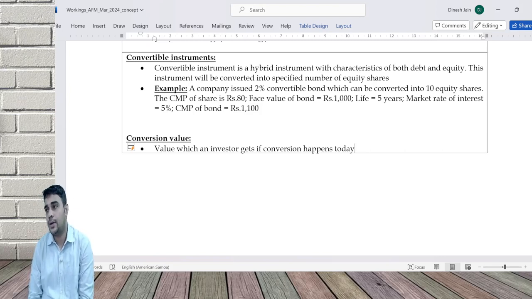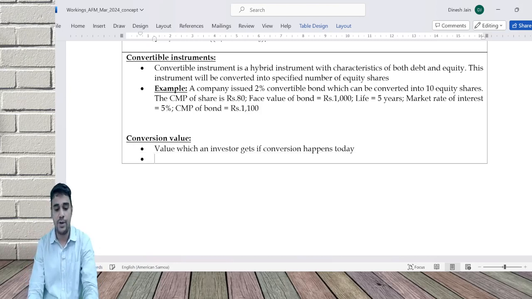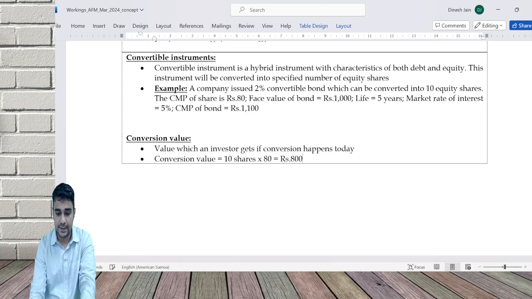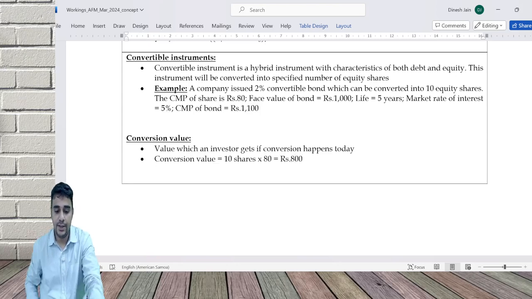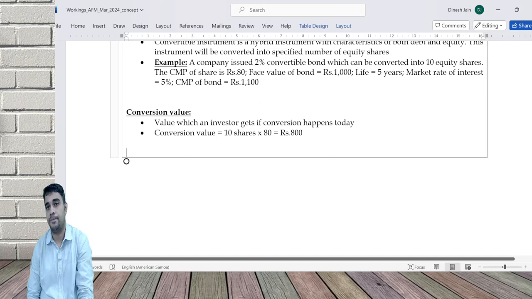One bond can be converted into what? 10 shares. I'm saying go ahead and convert today. Is the conversion going to happen today? No. Conversion value assumes that if you convert today, what will happen? Now write: conversion value is equal to 10 shares into the price of the share today, 80 rupees, which is 800.